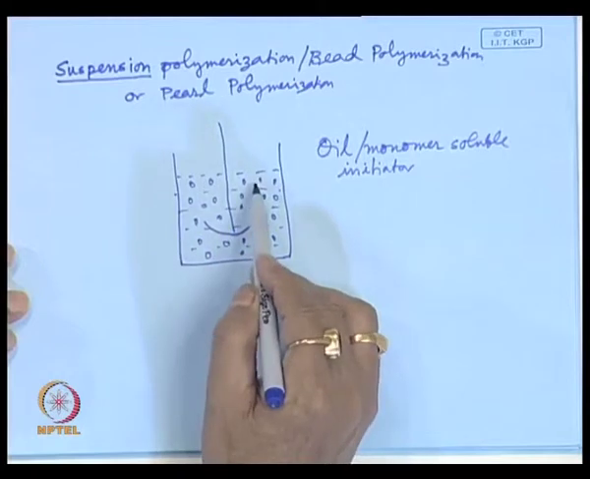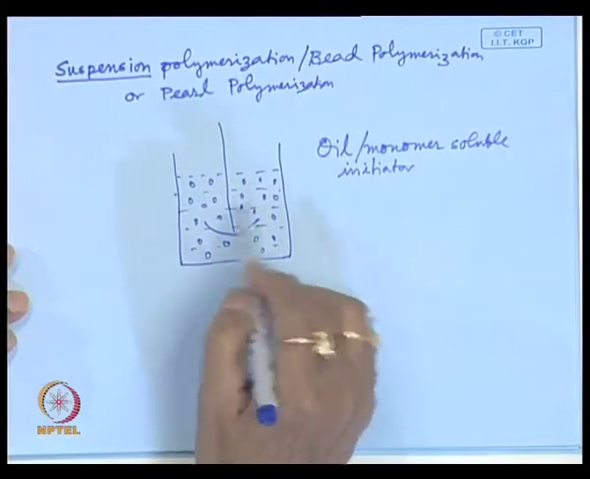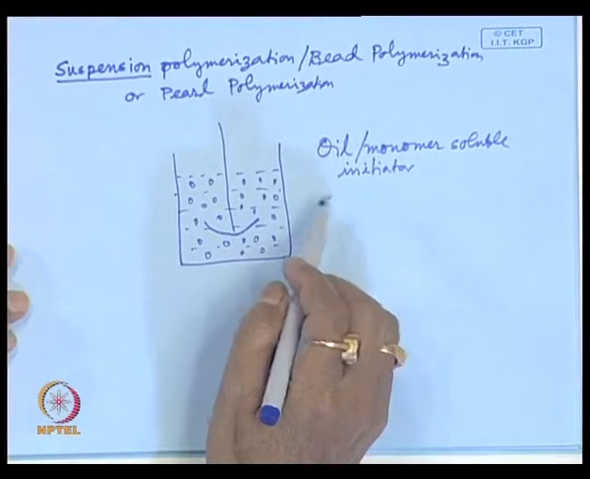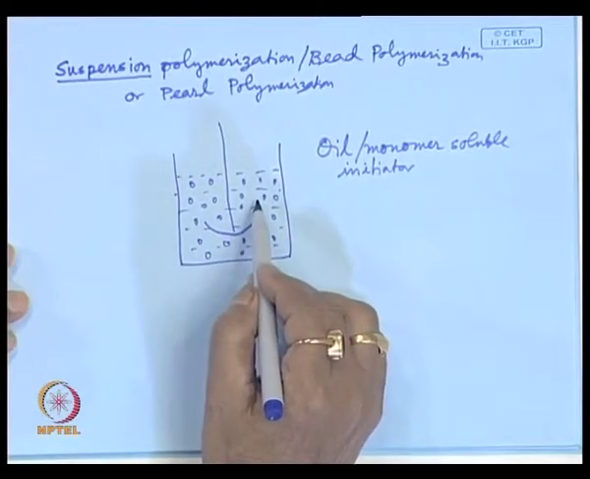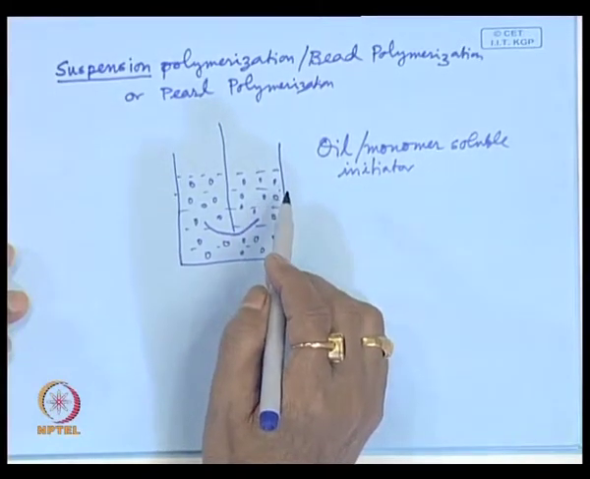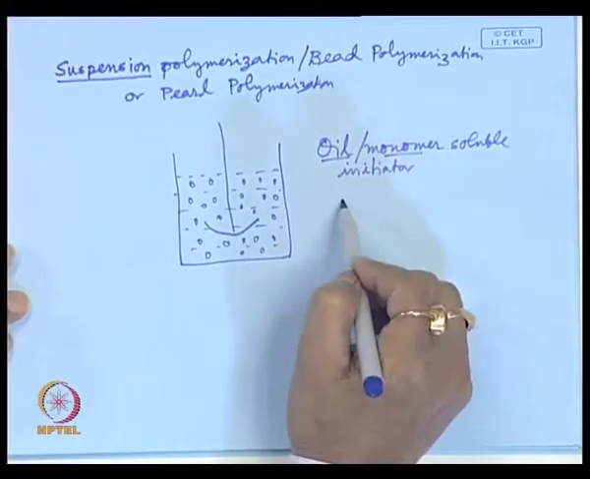In case of suspension polymerization, since the monomer is organic in nature, it is actually kept suspended by agitation or stirring. So, we will find that these monomers form droplets and remain suspended within the medium. In this case, in order to carry out the polymerization, the initiator should be present in the monomer phase, that means within the droplet. That is why it is written oil or monomer soluble initiators.